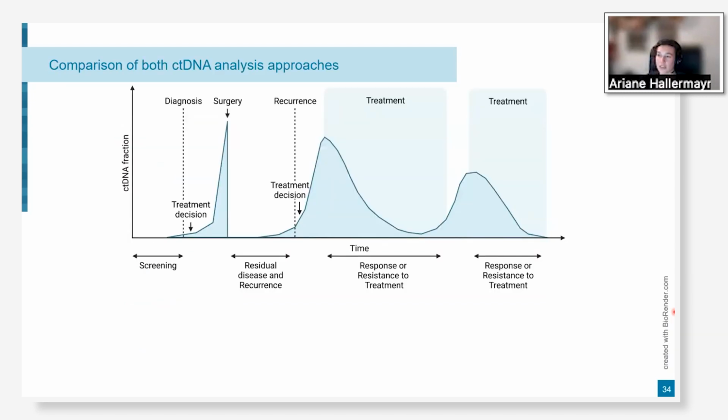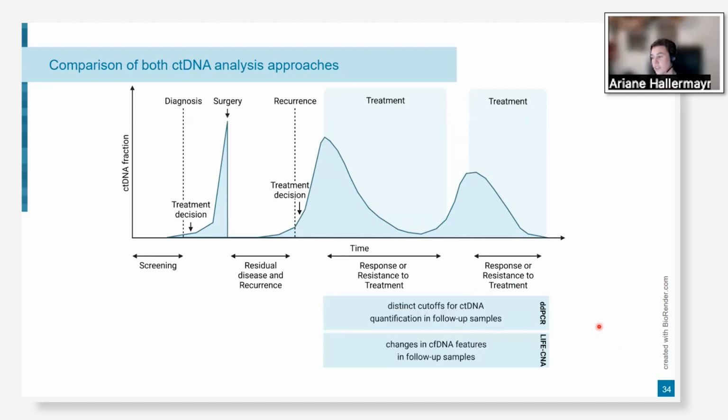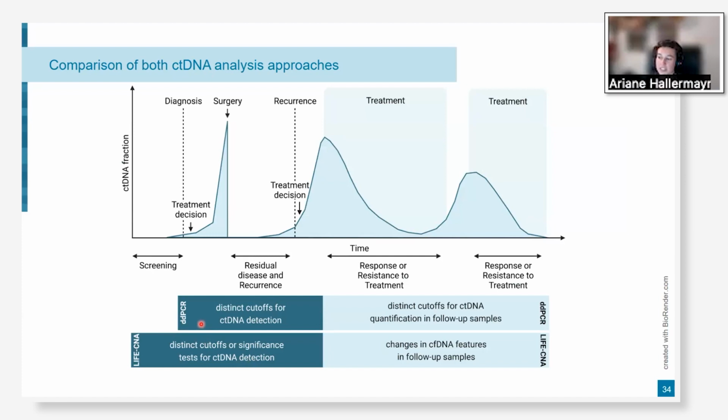When looking again at the ctDNA fraction throughout the course of disease of a patient, I first established ddPCR and live CNA, and I used distinct cutoffs for ctDNA quantification of ddPCR in follow-up samples, and I tracked changes in cfDNA features in follow-up samples using live CNA. Therefore, with both methods, it is possible to perform treatment monitoring. And by using distinct cutoffs for ctDNA detection, or in case of live CNA, also significance tests, both methods might be applicable for the detection of disease recurrence.